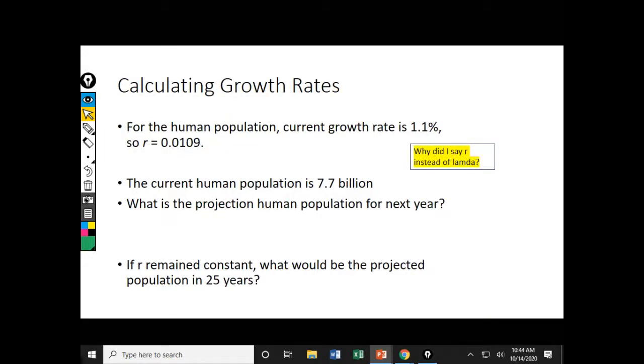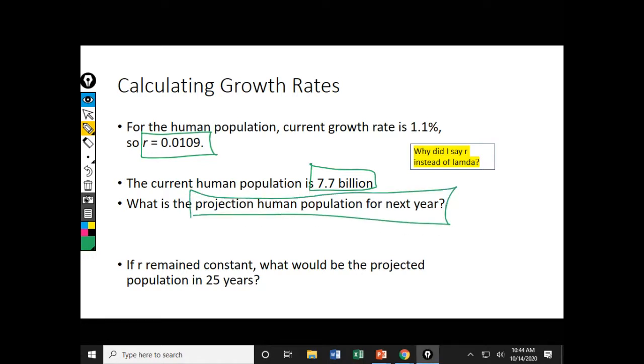Let's practice with one then. If I have a human population size, and this was the human population growth rate in 2017, I have an R of 0.01. The current human population is 7.7 billion. It's not anymore, but it was at the time. Let's project the human population for next year.